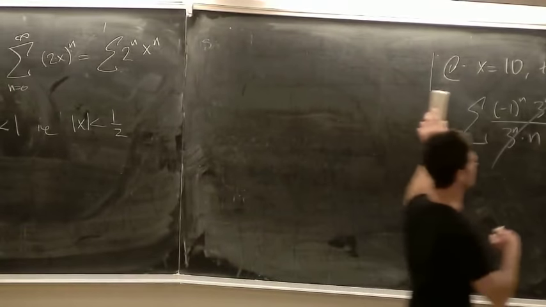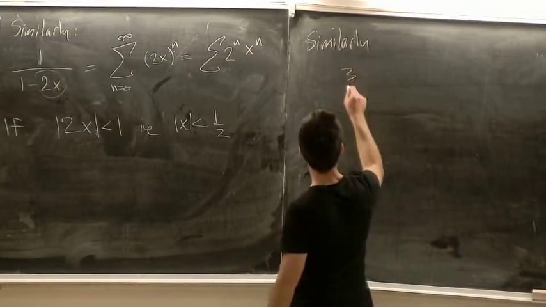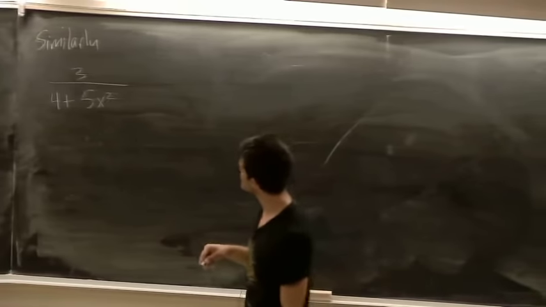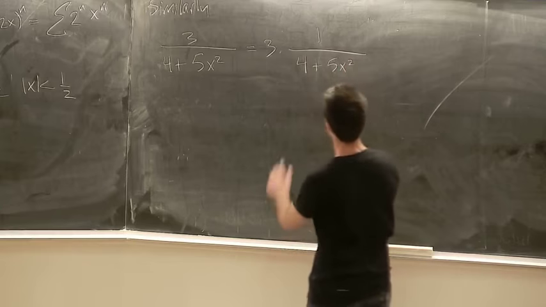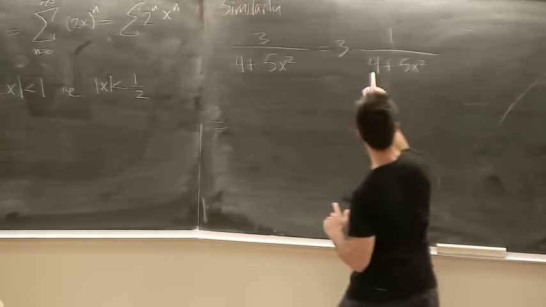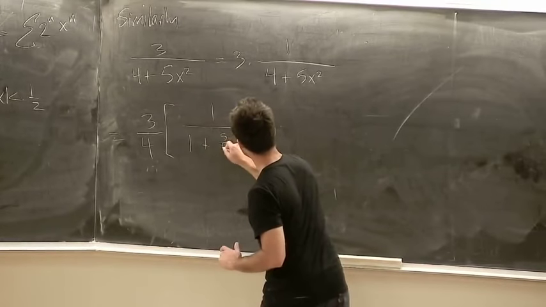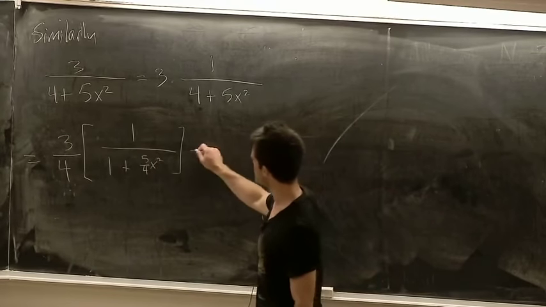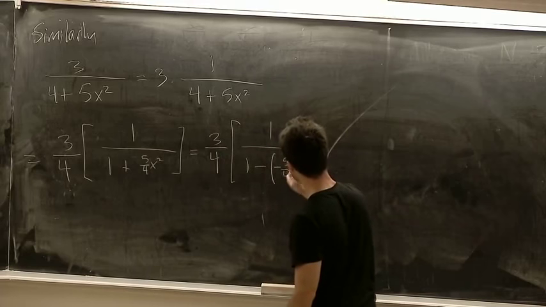Okay, so we can make this really annoyingly complicated, so I'll just do one more example of this kind of fast. So how about 3 over 4 plus 5x squared. Think I could do that same trick with this one? Well, let's see. Let me pull the 3 out. And I want a 1 right here. So I'm going to pull this 4 out. And it becomes 1 plus 5/4 x squared. Yeah? Okay. So this is 3/4 times 1 over 1 minus negative 5/4 x squared.